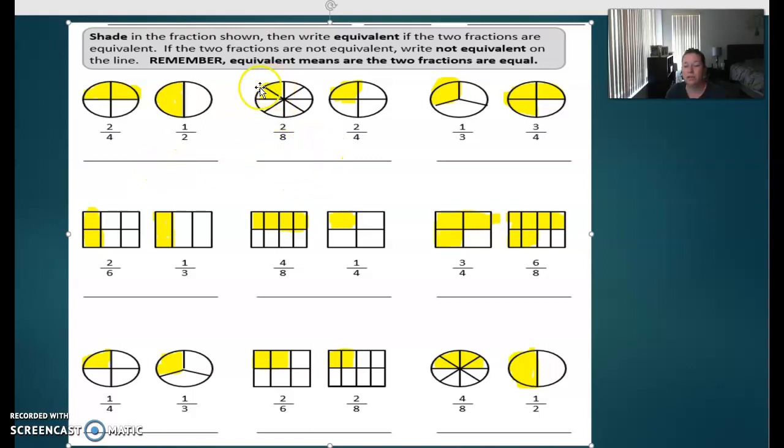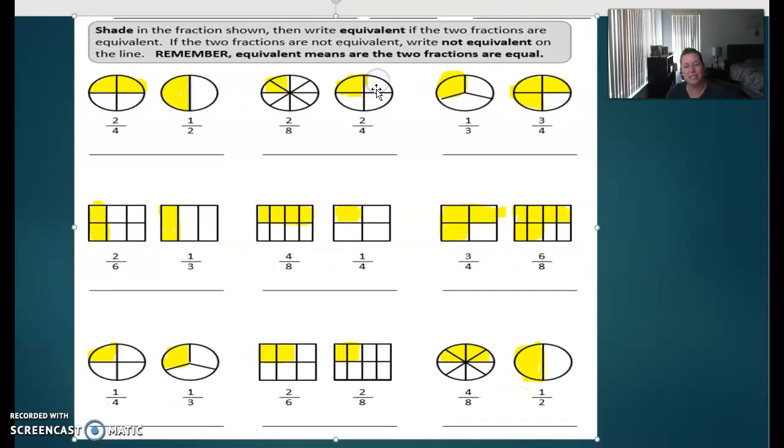If I look over here, I have 2/8 and 2/4. They are equivalent, right? Oh, I messed up. Do you see what I did wrong? I forgot to color this part. I was like, that doesn't make sense. This would need to be 1/4 instead of 2/4. Sorry, friends. So off of this, it would not be equivalent. That's why it's important to do your models correctly, otherwise you can get messed up.